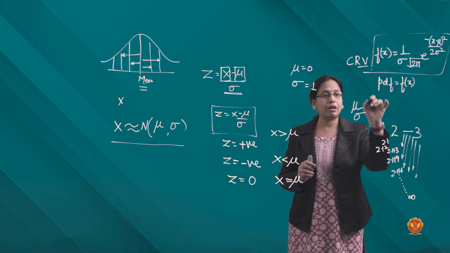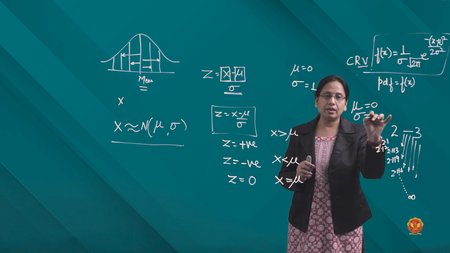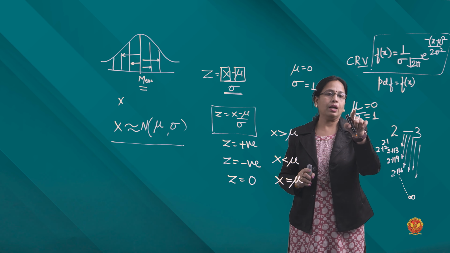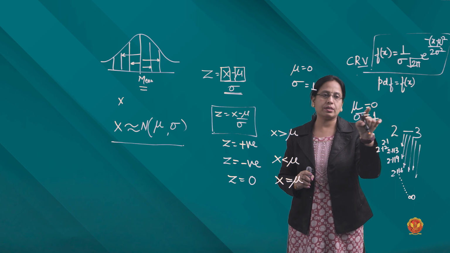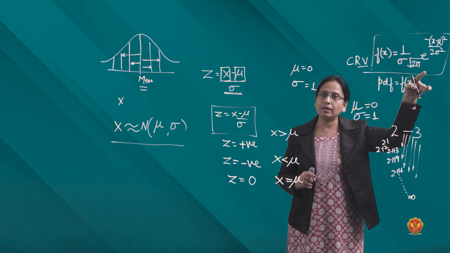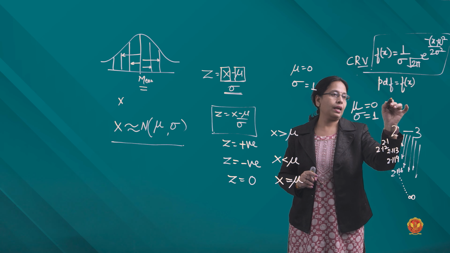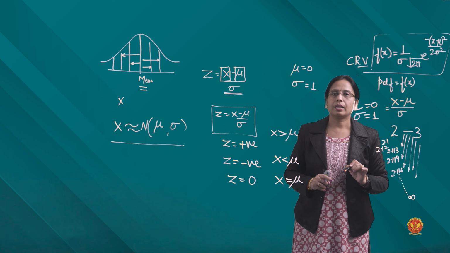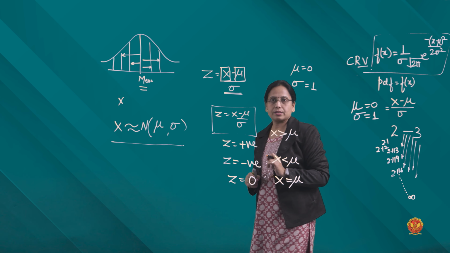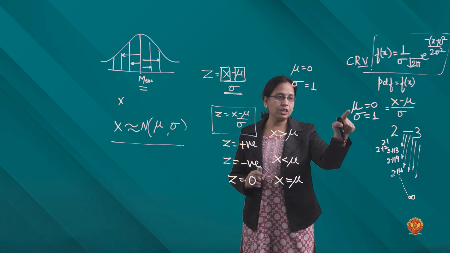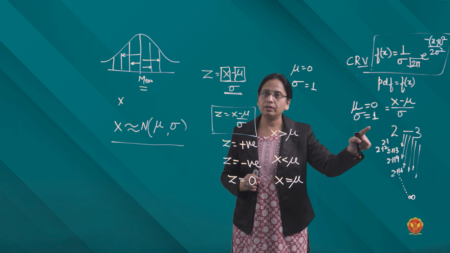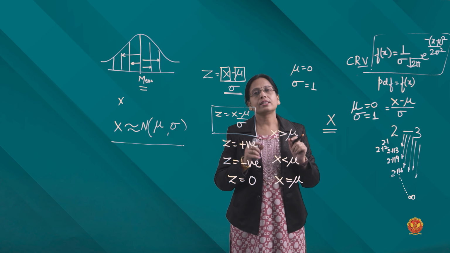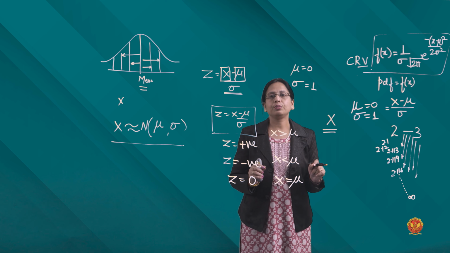But in this formula, if I put mu equal to 0 and standard deviation equal to 1, that we talked about in the case of the normal distribution, what I get is (x minus mu) divided by standard deviation, which can be represented by this. So in the case when the average value mu is 0 and standard deviation is 1, this random variable is called the standard normal distribution.